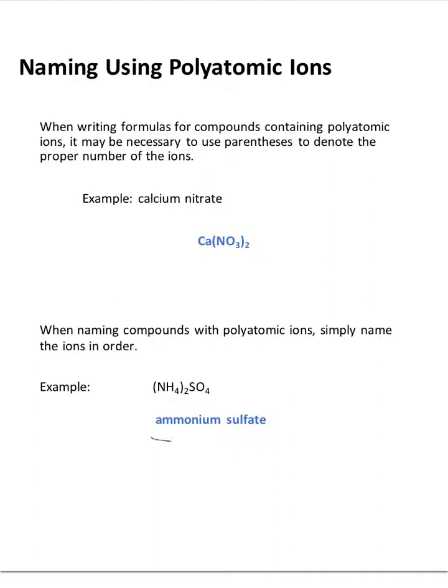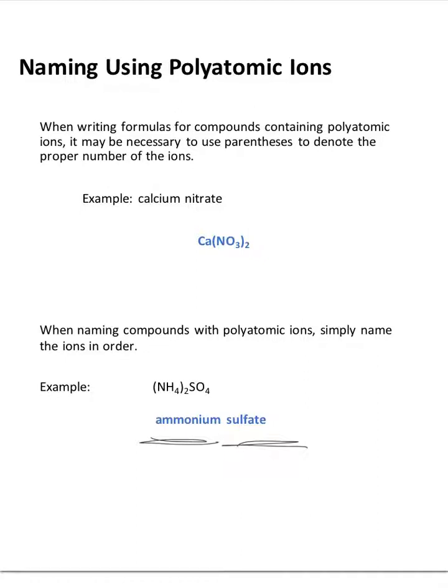Well, NH4 is the ammonium ion, and SO4 is the sulfate ion, based upon what we saw on our previous polyatomic ion chart. So what we see here, right, is that we have ammonium sulfate, right? Just take the names as is, the positive name, the negative name, take off the ion, and call it a day.